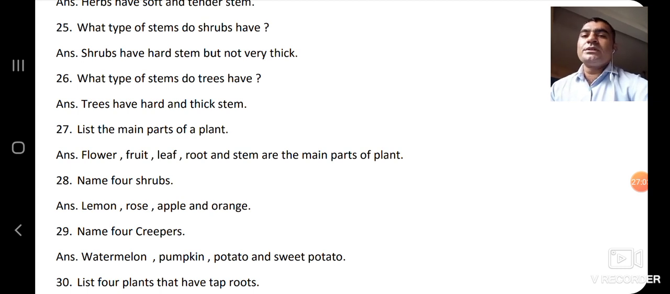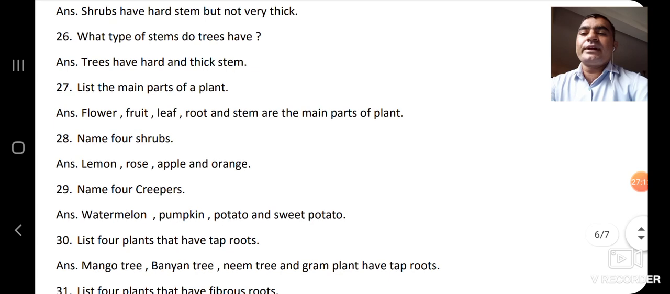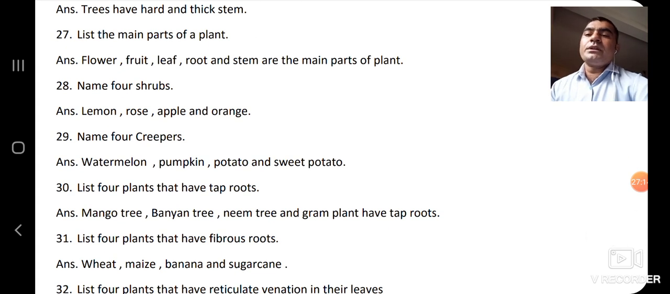Name 4 creepers. In this question also you can write any 4 creepers. So, I have written watermelon, pumpkin, potato and sweet potato. List 4 plants that have tap roots. Mango tree, banyan tree, neem tree and gram plant have tap root. In this question also you can write any plants which have tap root.